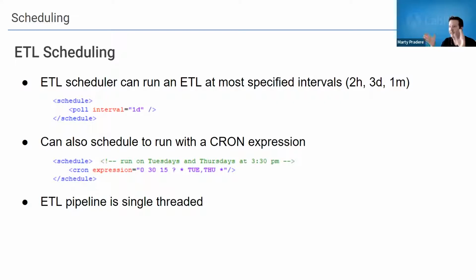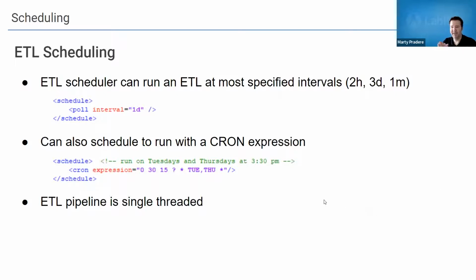But an ETL can be scheduled on a bunch of different intervals: hours, days, months, years, and however many multiples of those you want. You can also schedule ETLs based on a cron expression, so you can get pretty creative with those. You can Google cron expressions. They're a pretty common expression format. And here you can see there's a pretty specific cron expression on when this ETL would run.